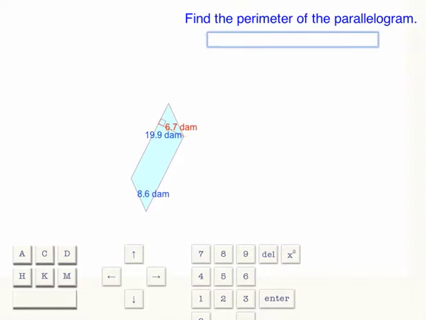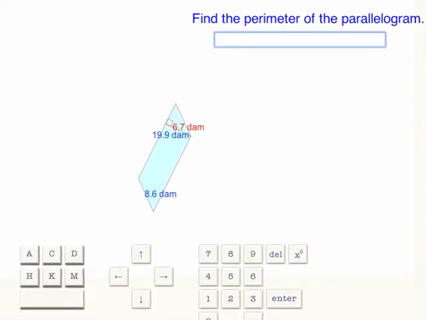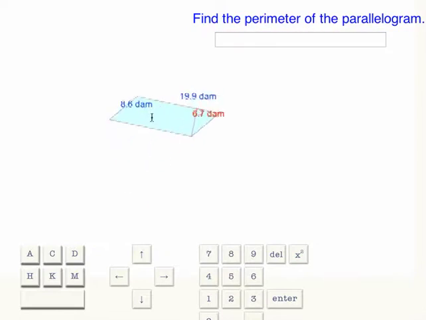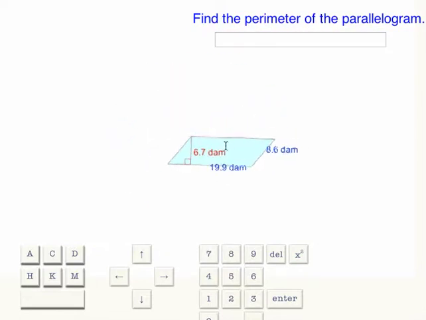All right, find the perimeter of the parallelogram. I have a parallelogram, and I always like to turn them so that the height is vertical, right? That's this interior line right here. And the perimeter is going to be the distance around the outside, so the height doesn't come into it, right?